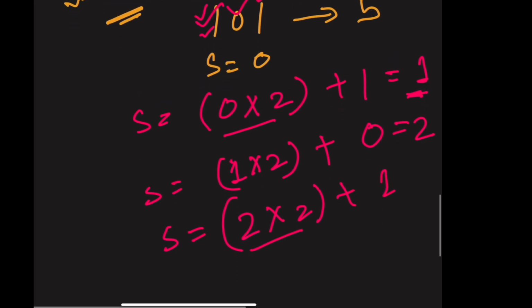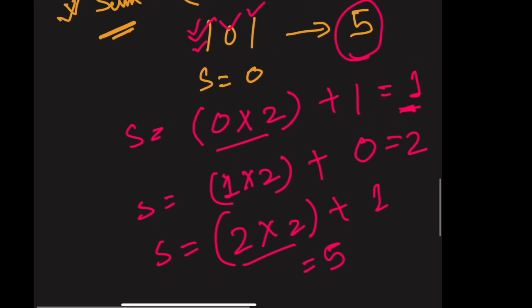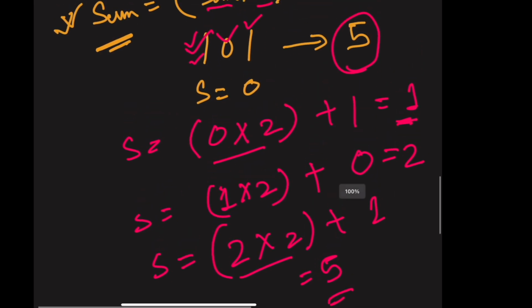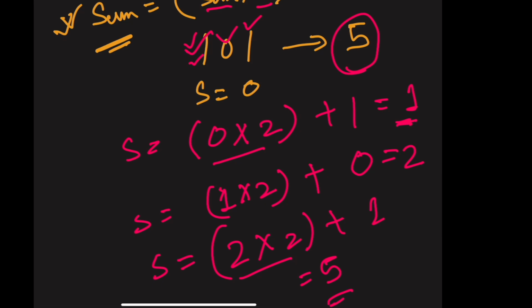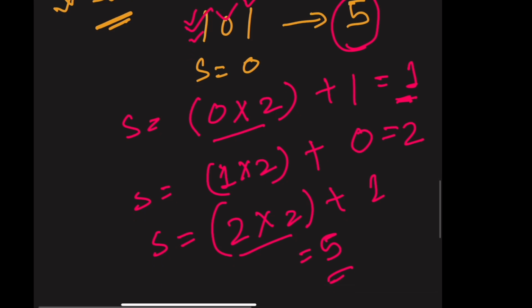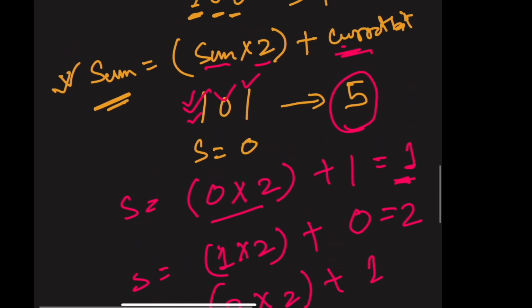So 2 multiplied by 2 is 4, plus 1 equals 5. So you get the decimal number 5. Okay, now you will ask why it works. What is the reason behind it mathematically, how does it make sense to multiply the sum by 2 and add the bit? It works like that.